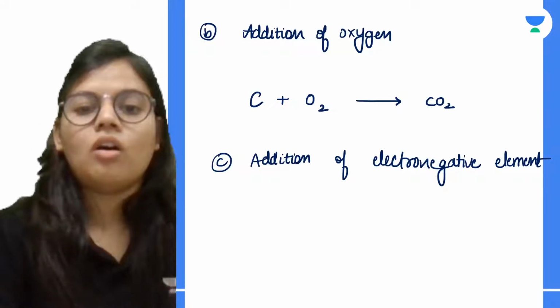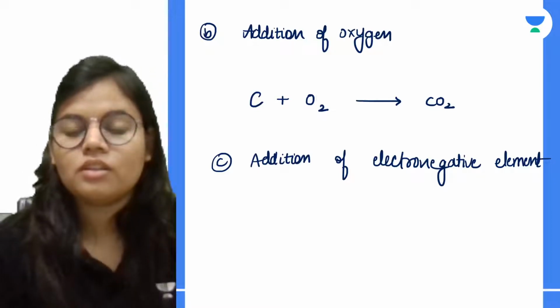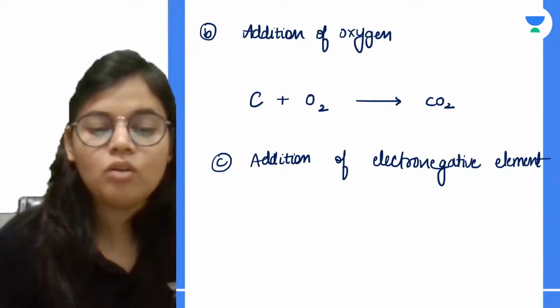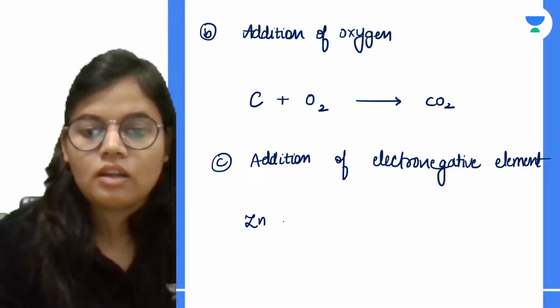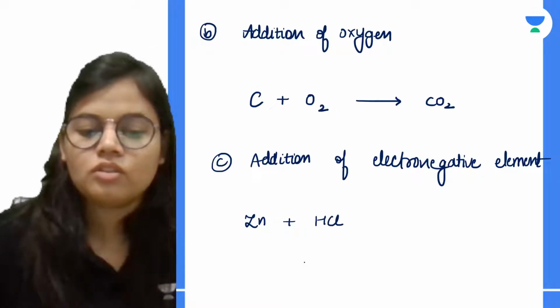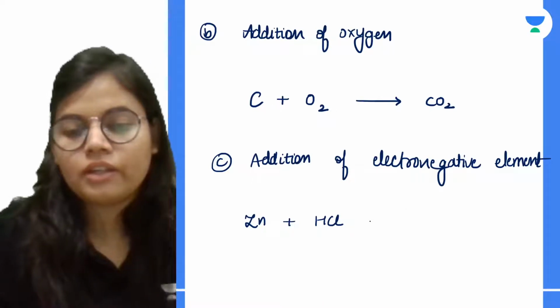So in place of oxygen, if any other electronegative element is being added, we can say that oxidation has taken place. How? Let's suppose I have zinc and hydrochloric acid, that is hydrogen chloride. So what is happening over here?